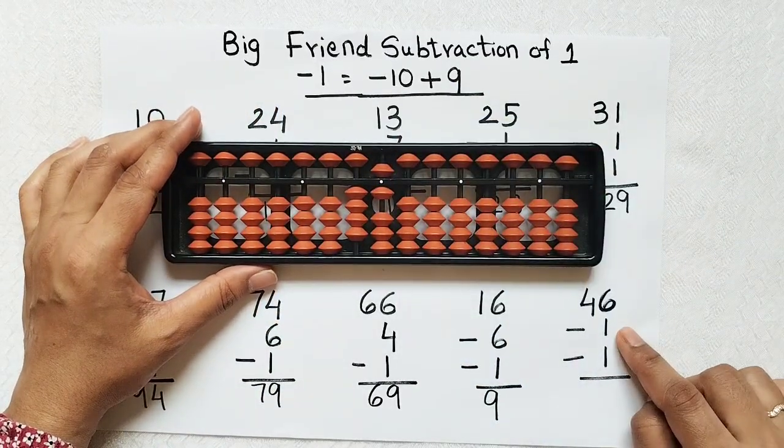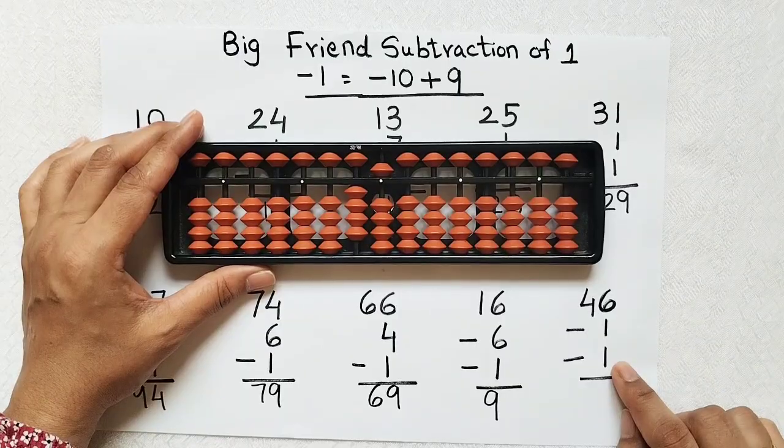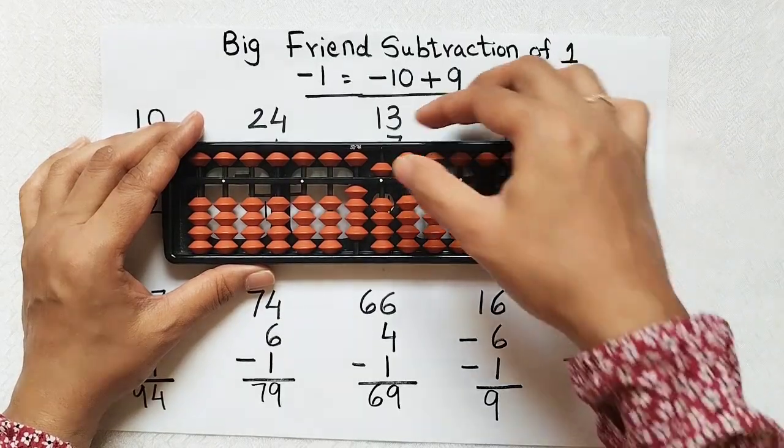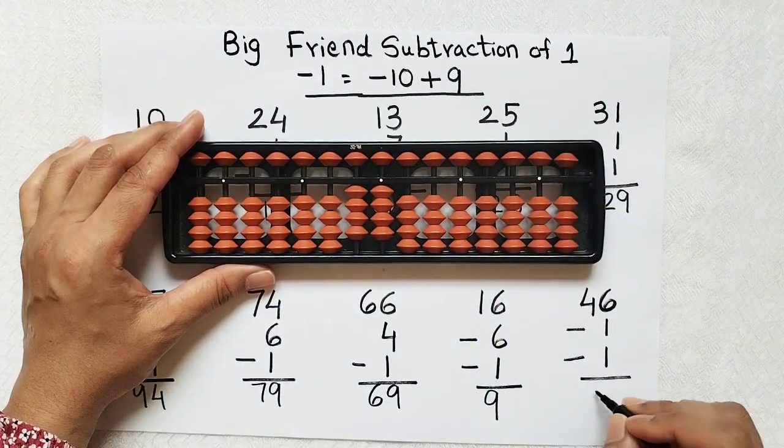Last one, 46 less 1 less 1. 46. Now less 1. Less 1 is direct subtraction. Now again less 1. And this one is small friend subtraction. It is less 5 plus 4. My answer is 44.